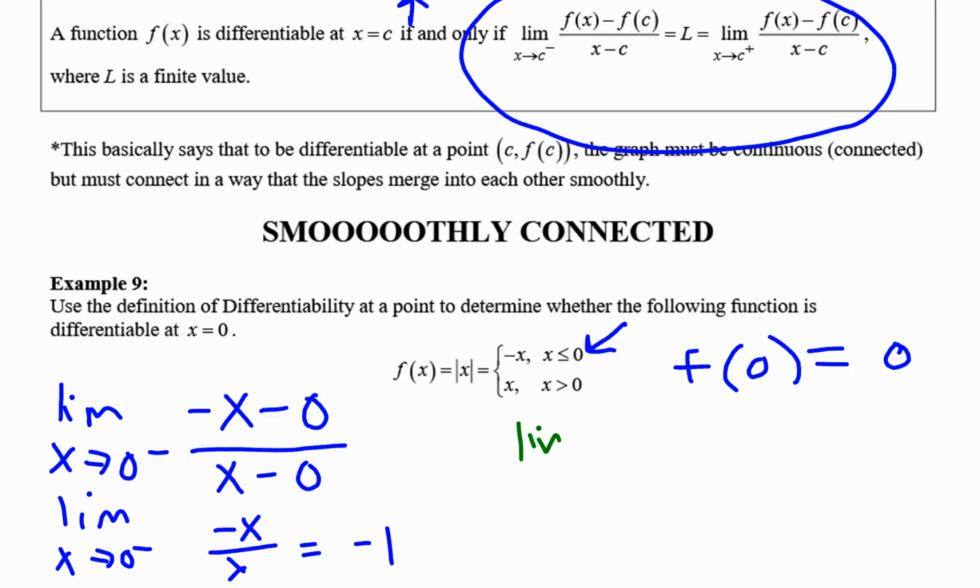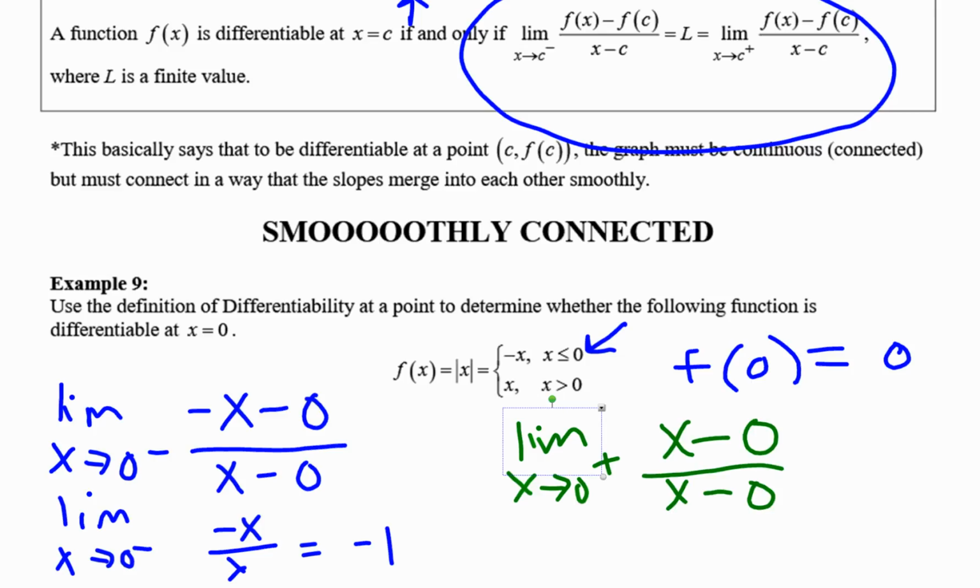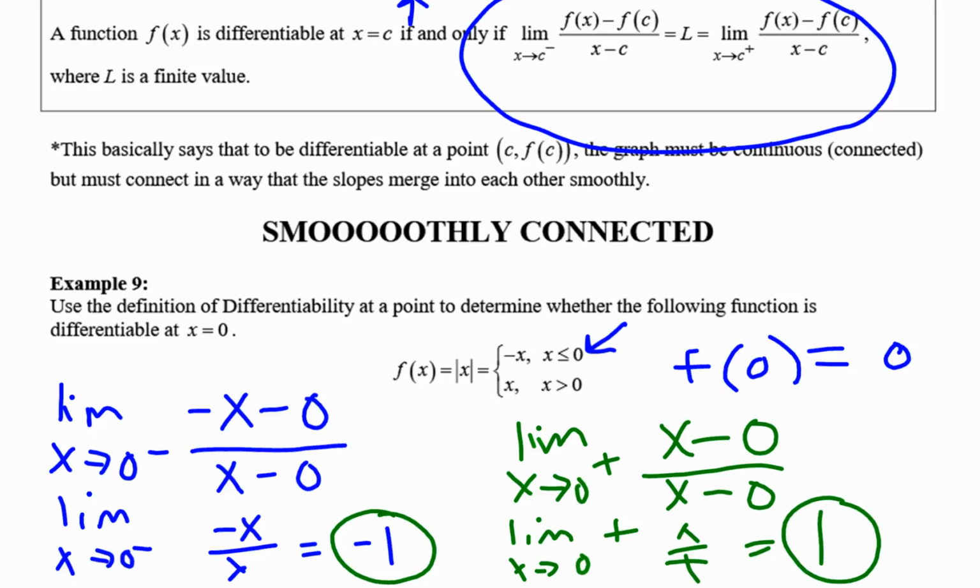As we look at the other side, the limit as x approaches 0 from the right, that would be x minus 0 over x minus 0. In that case, x over x, that's 1. -1 is not equal to 1, so f of x equals absolute value of x is not differentiable at x equals 0.